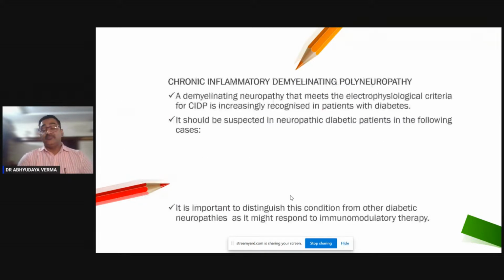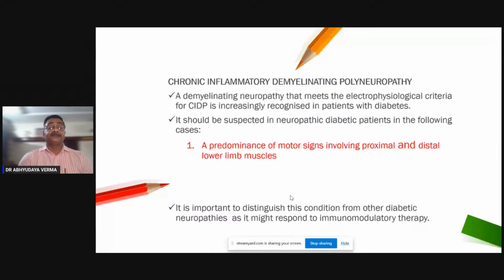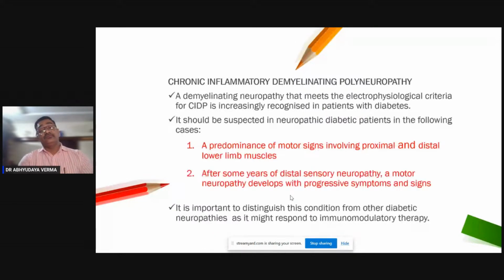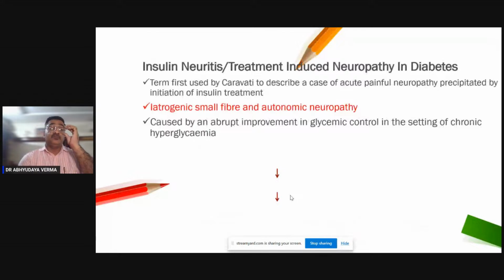Then we have CIDP also, which should be ruled out. Yes, sometimes this can happen with insulin also. Insulin neuritis is basically an iatrogenic small fiber and autonomic neuropathy. It is caused by abrupt improvement in glycemic control. So sometimes when we give insulin, the hyperglycemia starts getting controlled very fast and it can cause insulin neuritis.